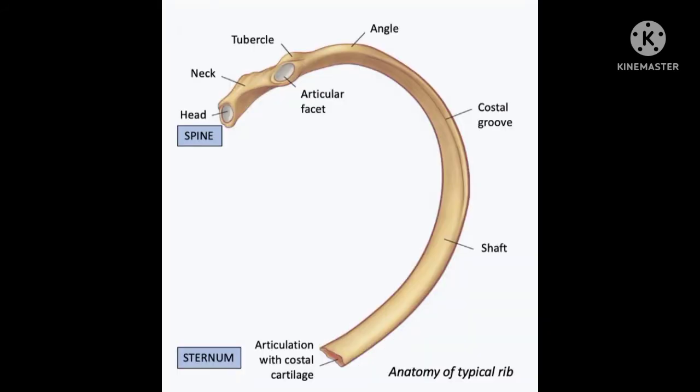Let's see the parts of a typical rib. The anterior end of this rib is articulating with the costal cartilage. It has a shaft, or the body of the rib. There is a head and neck posteriorly. Also, there is an articular facet posteriorly to articulate with the vertebral column.